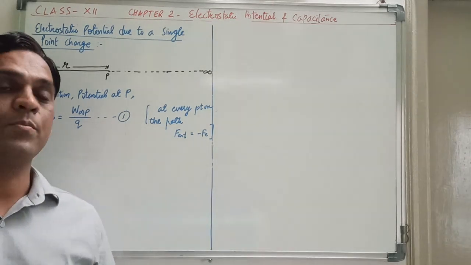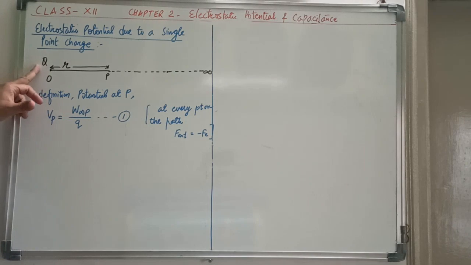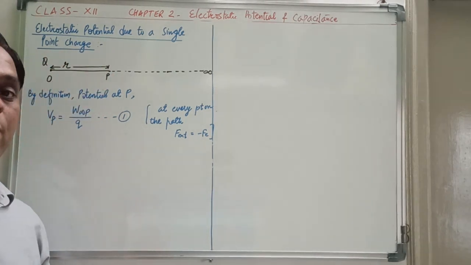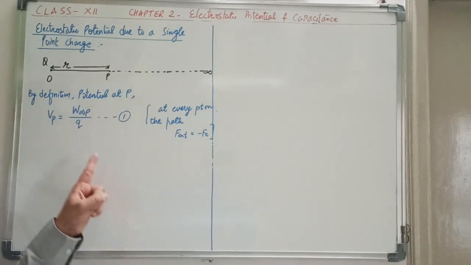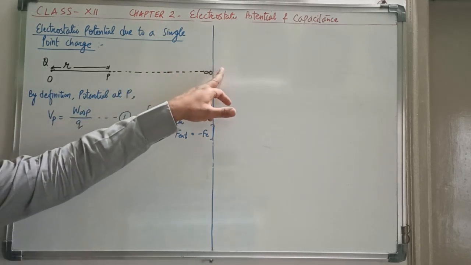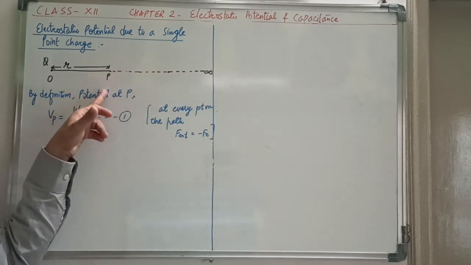Now we find electric potential due to a single point charge here. So we take a point charge Q, and at point P we want to find the potential. So how can we find potential at point P? Then we know the definition. Potential at point P is work done by external force to bring a unit positive charge from infinity to the given point P here.